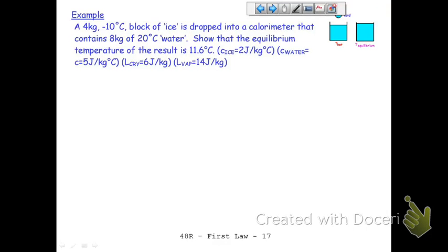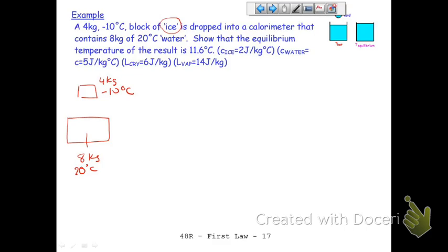Okay, so we're back, and now we're going to do the next level of complication, which is we actually have something that melts. So we have a 4 kilogram, minus 10 degrees C, that's its temperature, block of ice. I'm using ice in inverted commas because I'm not going to use the correct value for the specific heats because I want to keep the math simple. So I'm cheating. So it's not ice really, but it's ice because it's got the same melting point and you can visualize it as ice. It's dropped into a calorimeter that contains 8 kilograms, 20 degrees C water.